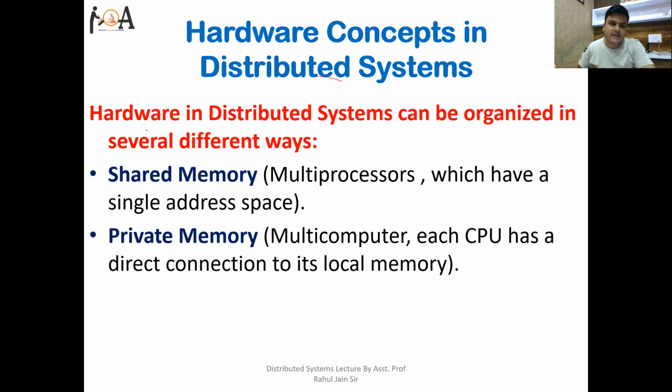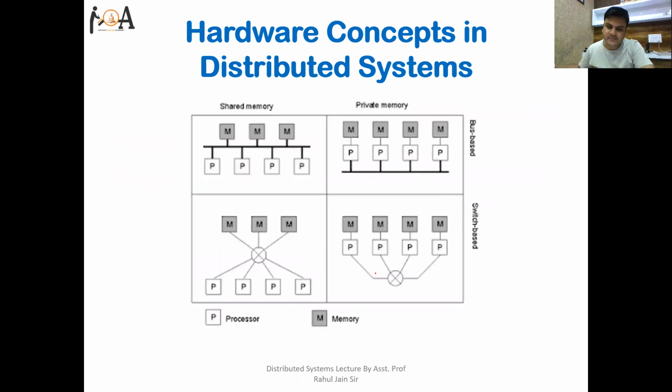So the first point here is hardware in distributed systems can be organized in several different ways, like shared memory. In shared memory, multiprocessors which have a single address space, and primary memory, that is multi-computer. Each CPU has a direct connection to its local memory. So if we see about hardware concepts in distributed system, you can easily see the shared memory is here and private memory is here, and here it is a bus based and switched based.